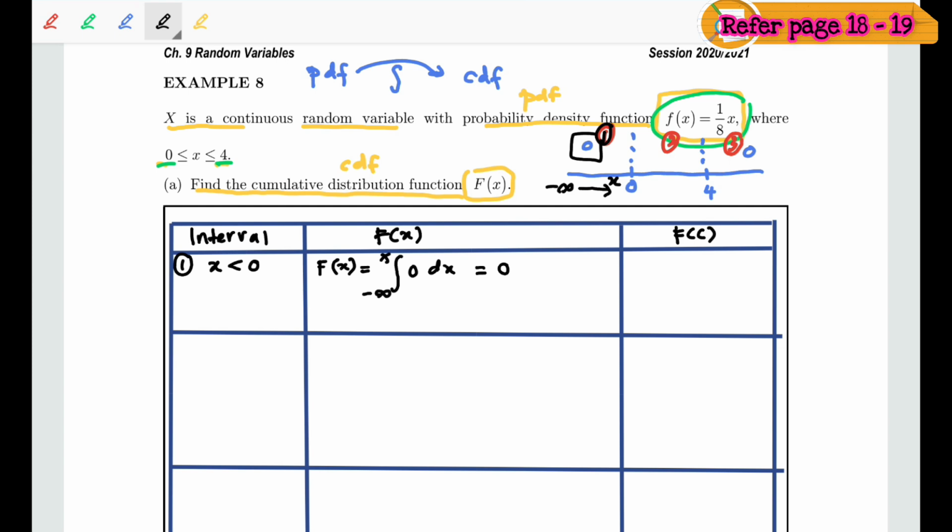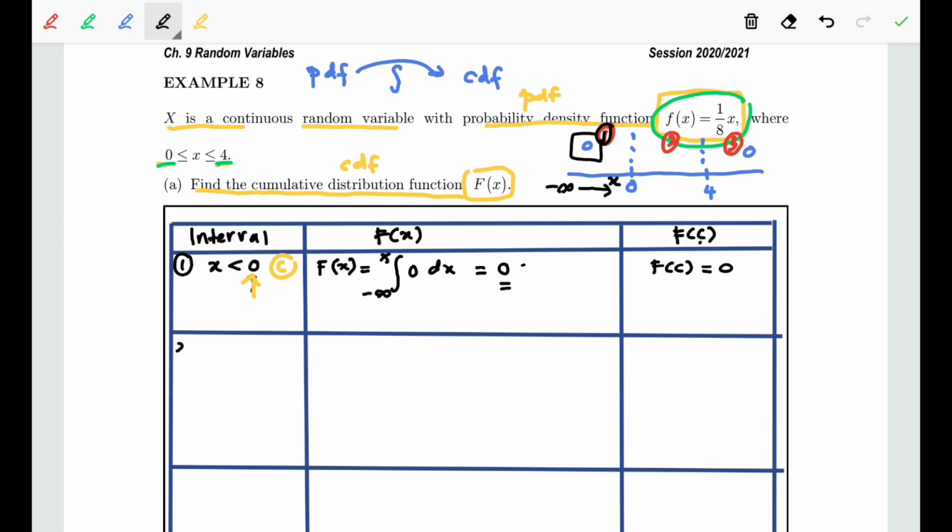Okay, so for f of c, we are going to substitute the upper limit for that interval. So this is the upper limit, and this is the value of c. We're going to substitute c into f(x). Since the function f(x) here is 0, we substitute into the 0 function, which means f of c will give you 0.